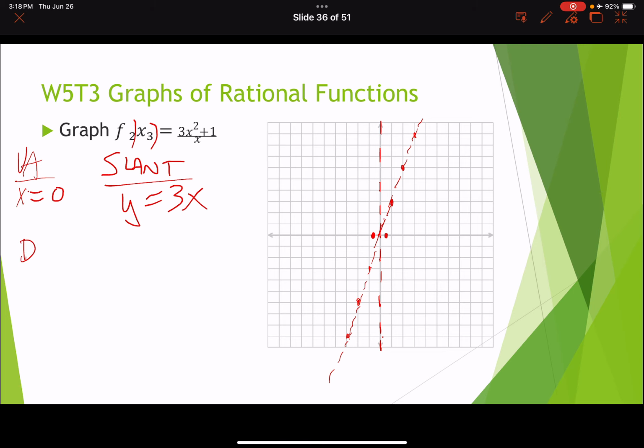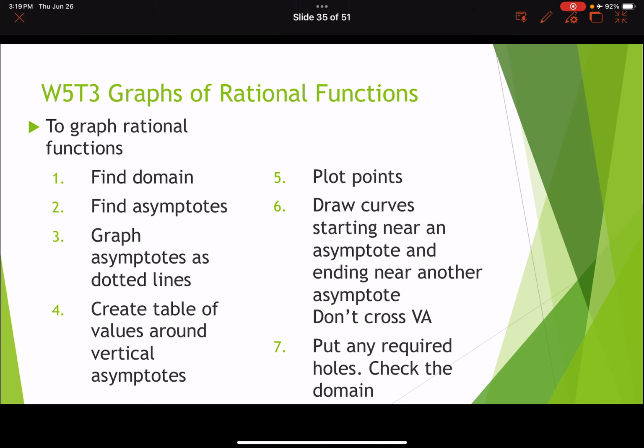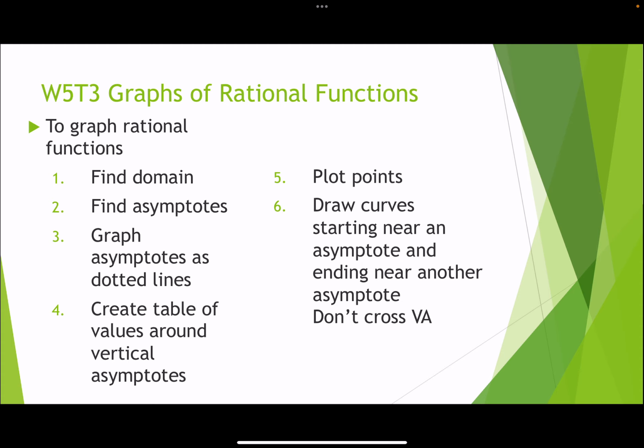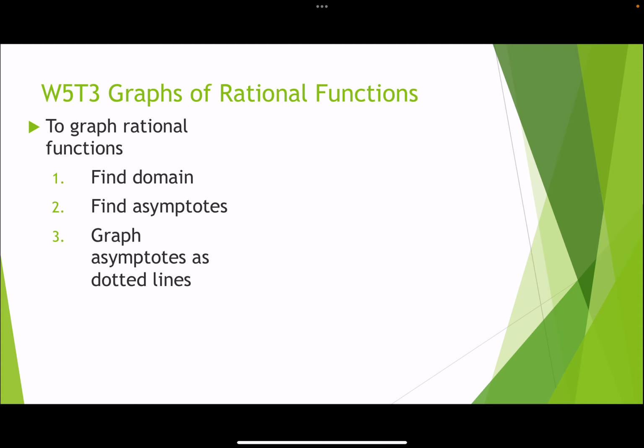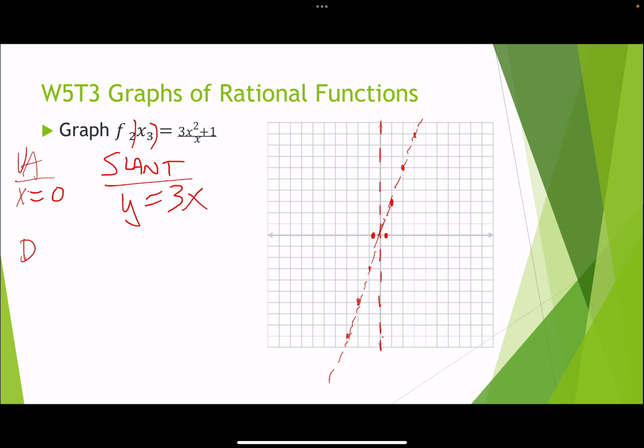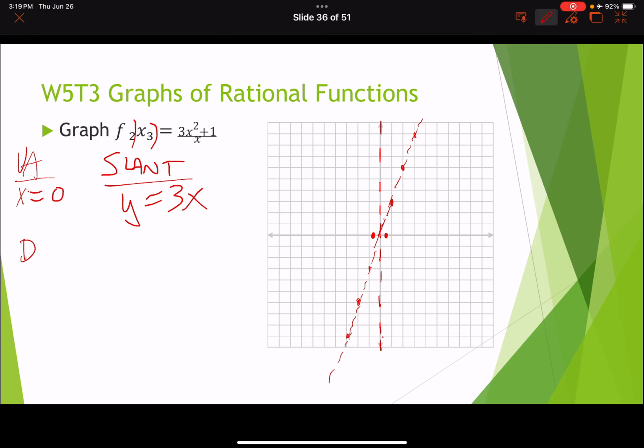So our domain. Oh my goodness, it really is not liking me today. Our domain is that x can never be equal to 0. So we know that for sure. No horizontal. Slant asymptote at y equals 3x.